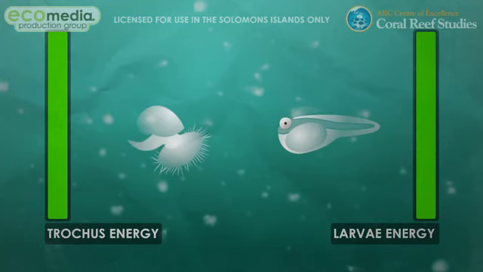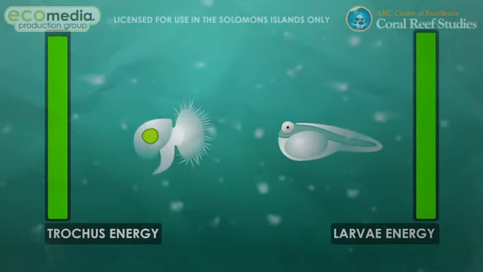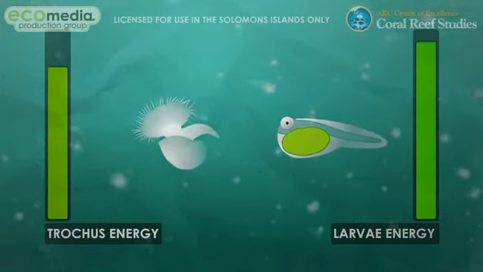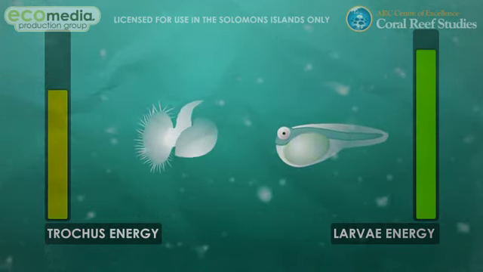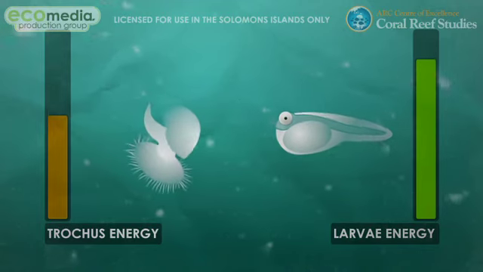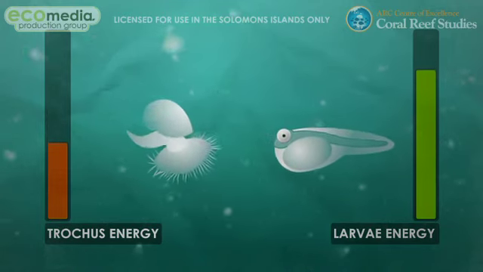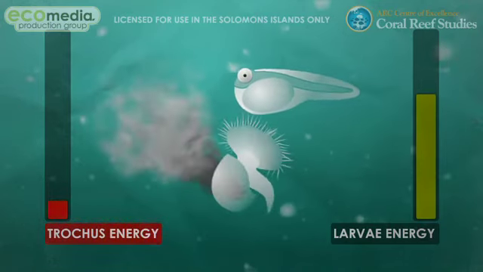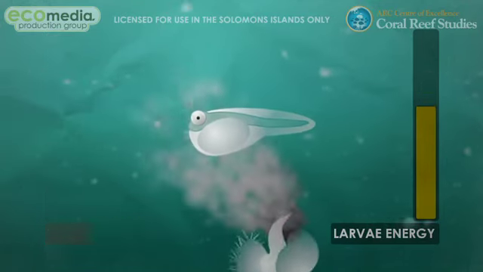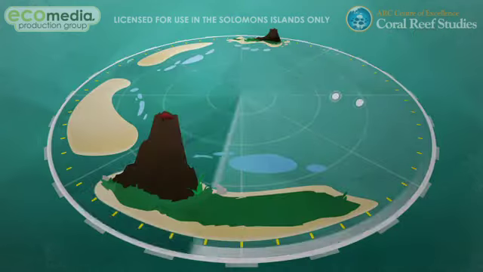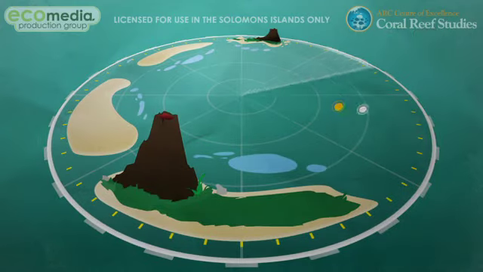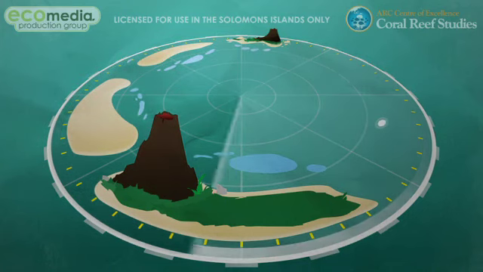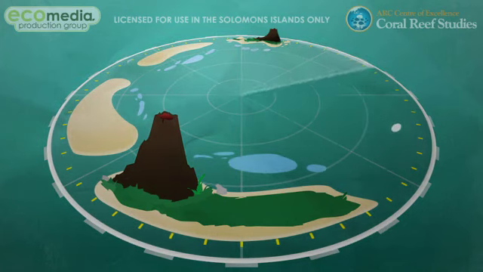Trochus larvae have a small supply of stored energy. This fish larva's energy supply comes from the egg yolk it was born with, but it too will only last for 4 or 5 days in the plankton. So after only 3 days, the trochus is running out of energy. Without a reef to settle on, it will die. For this reason, some species can only make short hops between nearby islands, a journey on the ocean currents of just a few days.